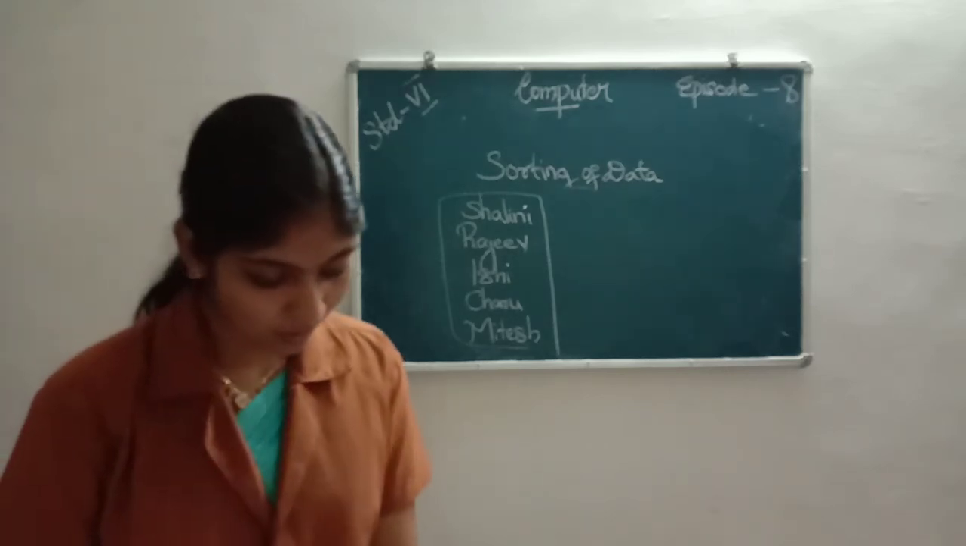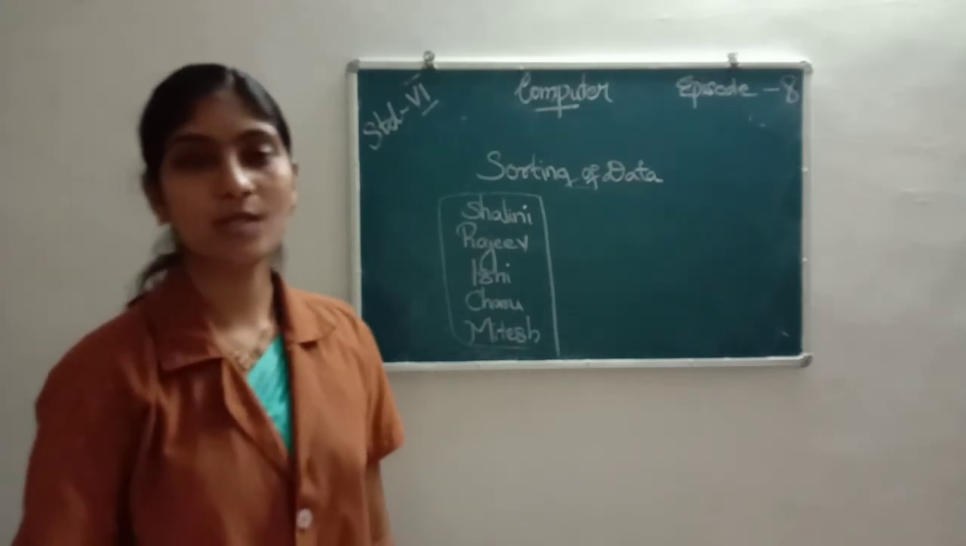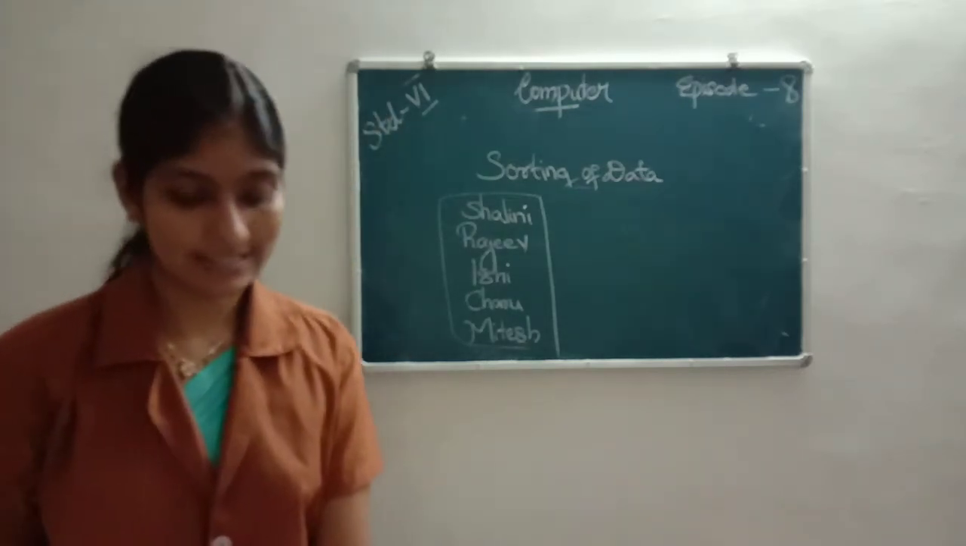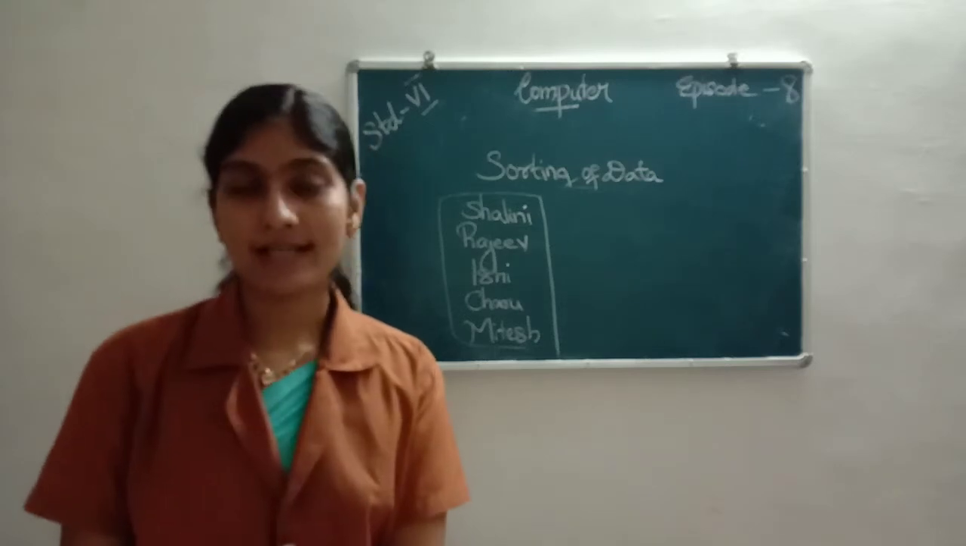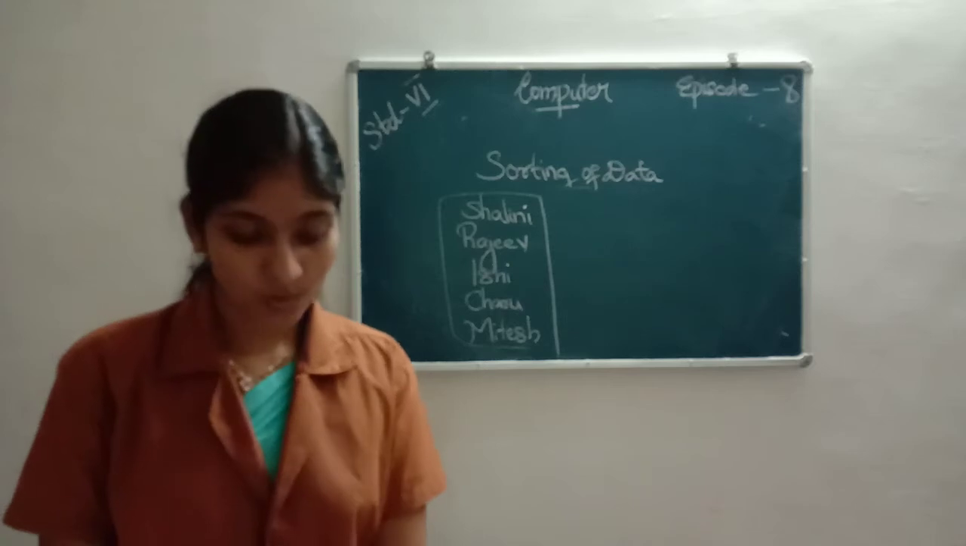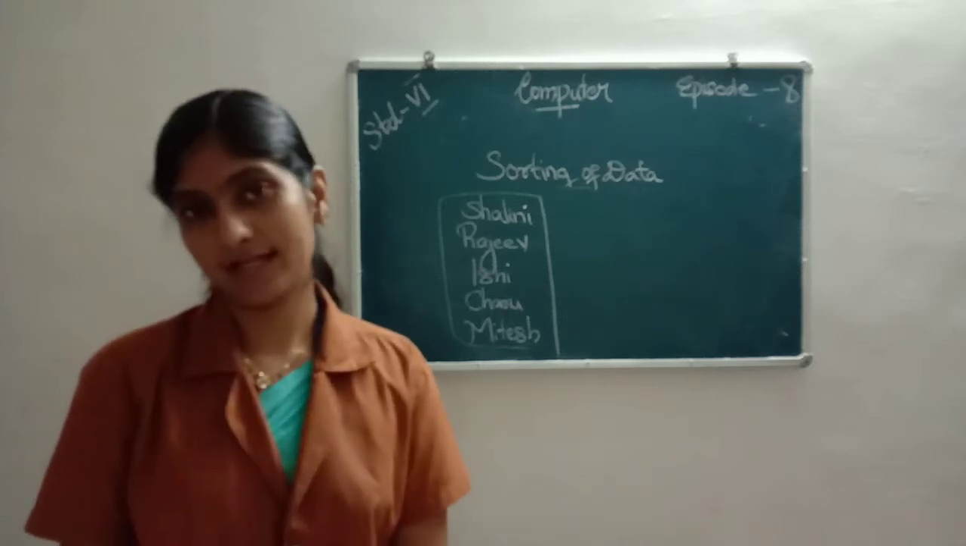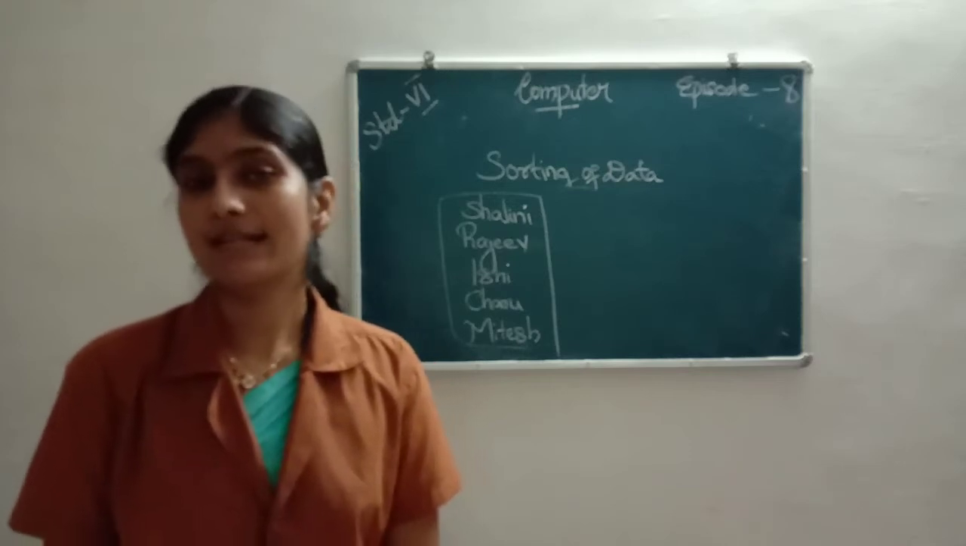There is a drop down list for order. You can select A to Z or Z to A. So A to Z is selected. And finally the correct ascending order of names will display on the screen: Charu, Ishi, Mitesh, Rajiv and Shalini. So this is the ascending order of the list of names.